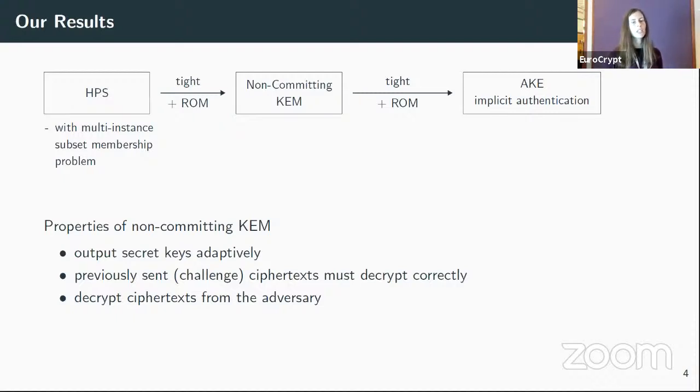But at the same time, we have to embed challenge ciphertexts in all sessions, because we do not know if the adversary will reveal or challenge one particular session. And so we must embed challenge ciphertexts, but even if the secret key is leaked afterwards, these challenges must decrypt correctly. And also the adversary is active. That means he can come up with his own ciphertext and send this to the game. And then we must decrypt the ciphertext to simulate correctly. And this is what we capture in our non-committing KEM security notion.